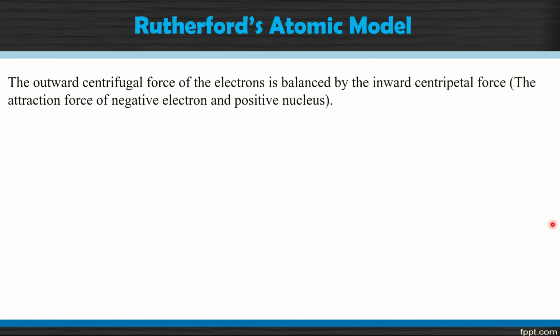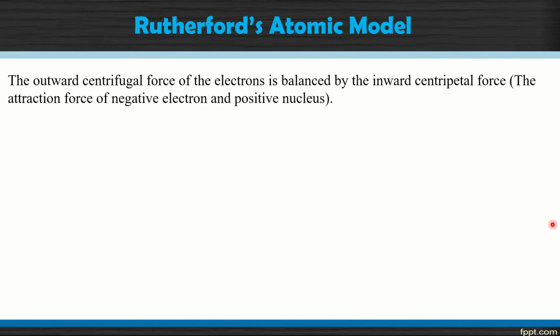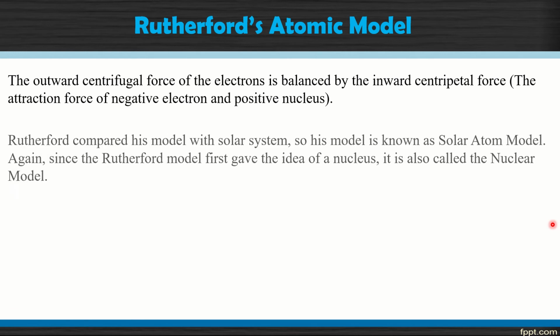He also said that the outward centrifugal force of the electrons is balanced by the inward centripetal force. Inward centripetal force means the attraction force between the negative electron and the positive nucleus. You know, moving particles have outward centrifugal force, and electron is negative and nucleus is positive, so there is an attraction force. This attraction force is called centripetal force. This outward centrifugal force is balanced by the inward centripetal force of electrons.